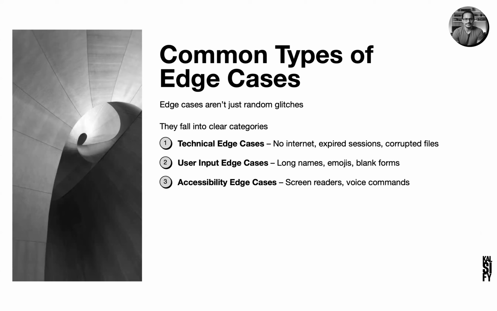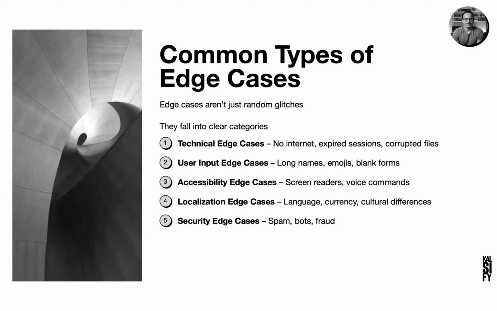Fourth is cultural and localization edge cases. What works in one country might not make sense in another. Words take up different space in different languages. Symbols can mean different things worldwide. Date, time, and currency formats vary. Twitter once used a quill icon for writing tweets, but people in Japan didn't get it. They replaced it with a simple tweet button.